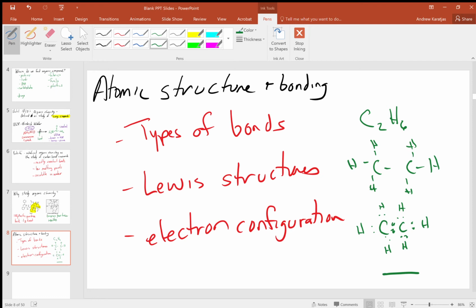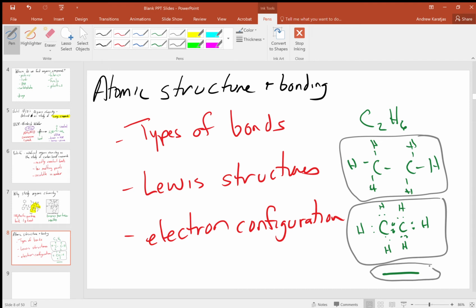And so all three of these drawings, 1, 2, and 3, represent the exact same molecule. And all of the same information is in those drawings. But it's a matter of making sure we remember our bond types, our Lewis structures, and our electron configurations that allows us to get to this point.